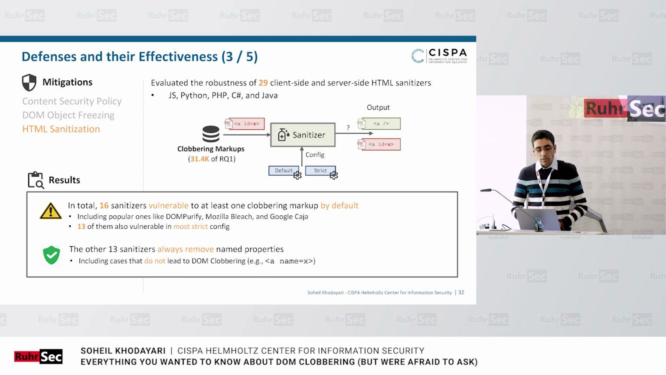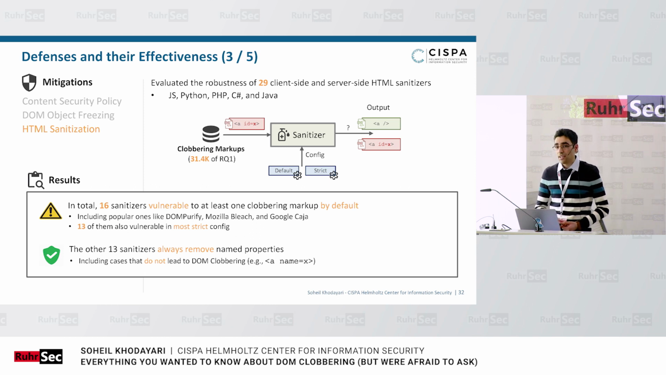And what we discovered was that in total, 16 sanitizers were vulnerable to at least one clobbering markup in their default setup. And this includes the popular sanitizers like DOMPurify, Mozilla Bleach, and Google Caja. And 13 of these 16 sanitizers, interestingly, were also vulnerable in their most strict configuration.